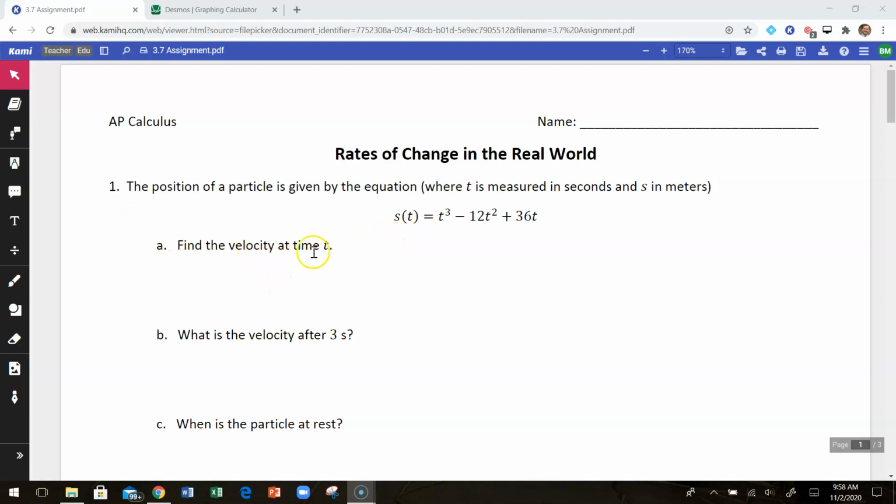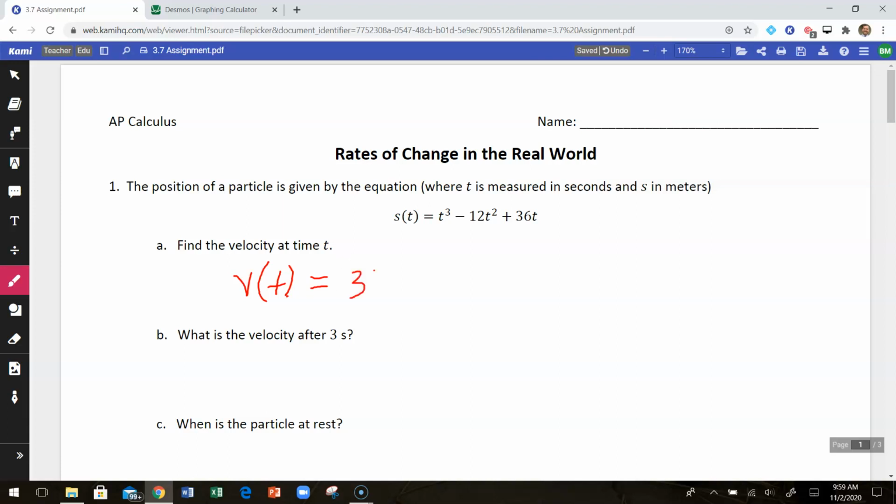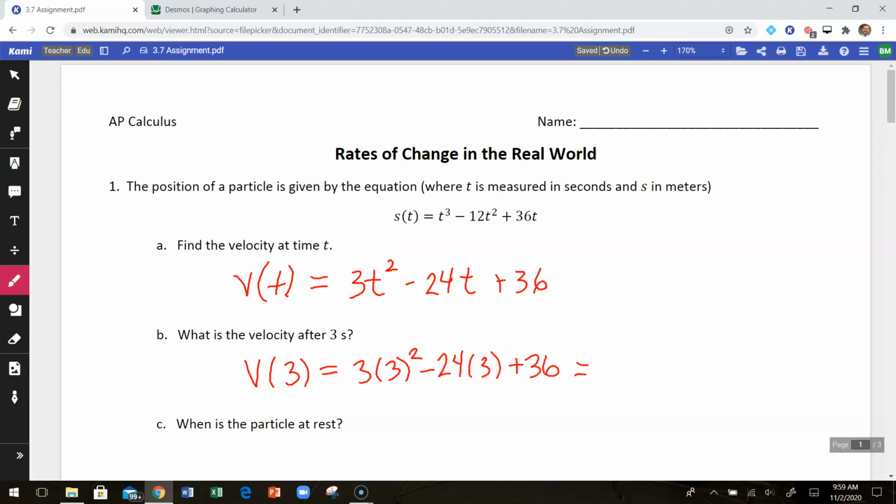First thing we want to do is find the velocity. So now that we know how velocity and position are related, we should know that the velocity is simply the derivative of the position function. So if we take the derivative of the position function, I get 3t squared minus 24t plus 36. Find the velocity after 3 seconds. I would simply do v of 3, and if we evaluate that, we get negative 9 meters per second.